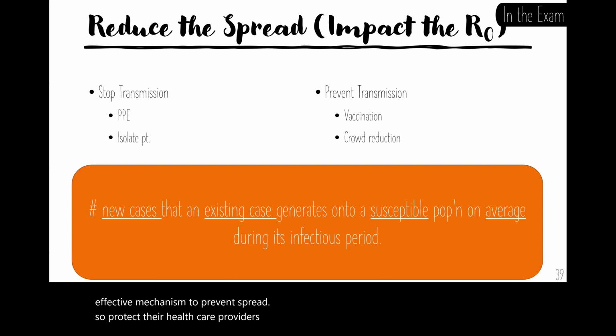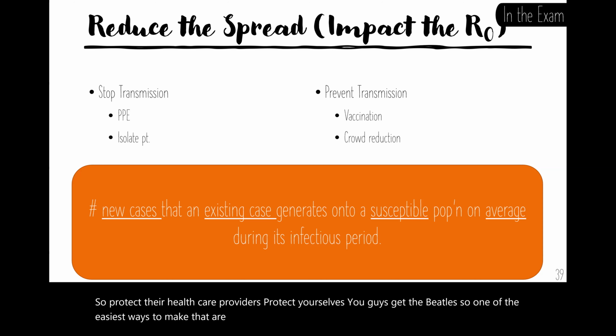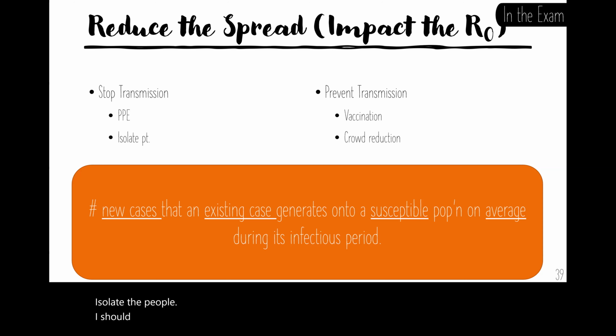You guys get to be those. So one of the easiest ways to make that R naught smaller: isolate the people. I should say isolate the cases, not the people. Isolate the cases, and then protect the healthcare providers. Now, further down the line, we can also prevent transmission. We don't want more people to get it.